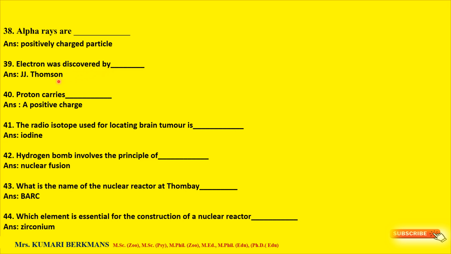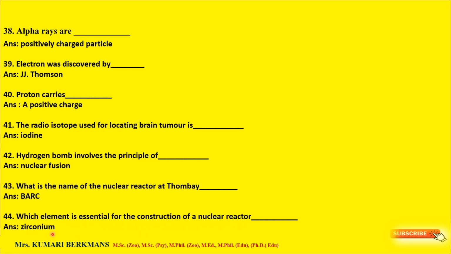Electron was discovered by J.J. Thomson. Proton carries a positive charge. The radioisotope used for locating brain tumor is iodine. Hydrogen bomb involves the principle of nuclear fusion. Which is the name of the nuclear reactor at Bombay? It is BARC.